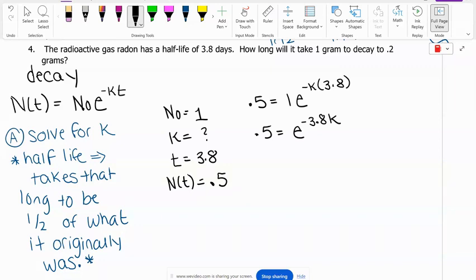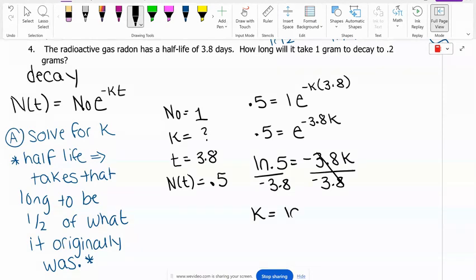All right, so now let's take the ln of both sides. So ln of 0.5 is equal to, I'm just going to use the shortcut, negative 3.8K. I'm now going to divide by negative 3.8. So K is the ln of 0.5 over negative 3.8. Okay, now that I have K, now I can go and solve what they were originally asking us for. I had to do this to find K because I didn't know what K was.